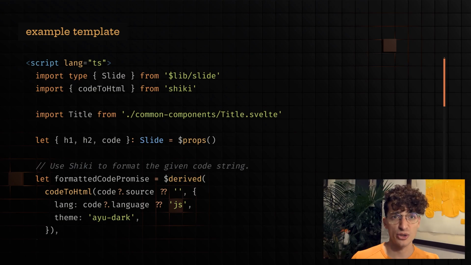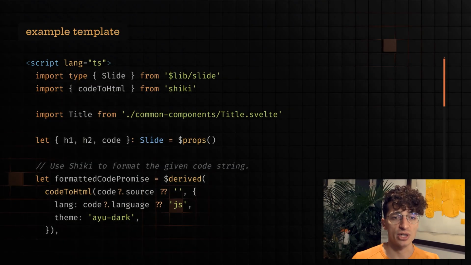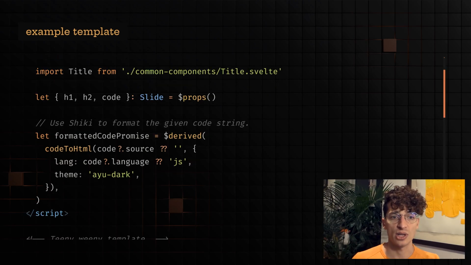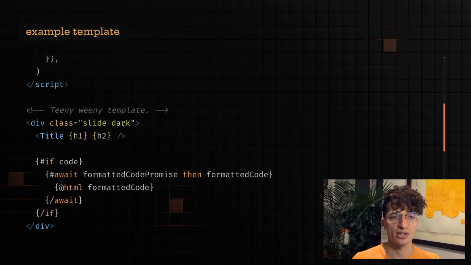Here's an example of a super simple template. It is in fact the code template that is used to render all the code samples. So the one you're looking at now. Again, everything comes in as a prop, and we're using Shiki for the actual highlighting. The HTML itself is super simple. It's just the title and the injected formatted code.